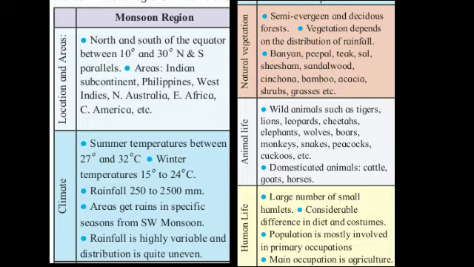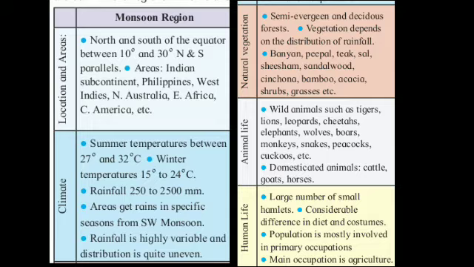Now natural vegetation. Semi-evergreen and deciduous forest. Vegetation depends on the distribution of rainfall. Banyan, peepal, teak, sal, sisum, sandalwood, cinchona, bamboo, acacia, shrub, grasses, etc. Wild animals such as tigers, lions, leopards, cheetah, elephant, wolves, peacock, cuckoo, etc. Domesticated animals: cattle, goat, horses.